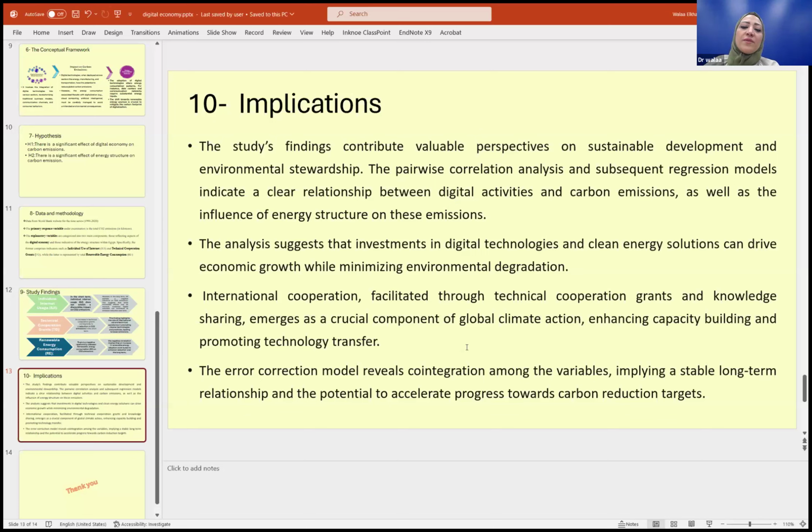International cooperation facilitated through technical cooperation grants and knowledge sharing emerges as a crucial component of global climate action, enhancing capacity building and promoting technology transfer. The error correction model reveals co-integration among the variables, implying a stable long-term relationship and the potential to accelerate progress toward carbon reduction targets. And that's the end.